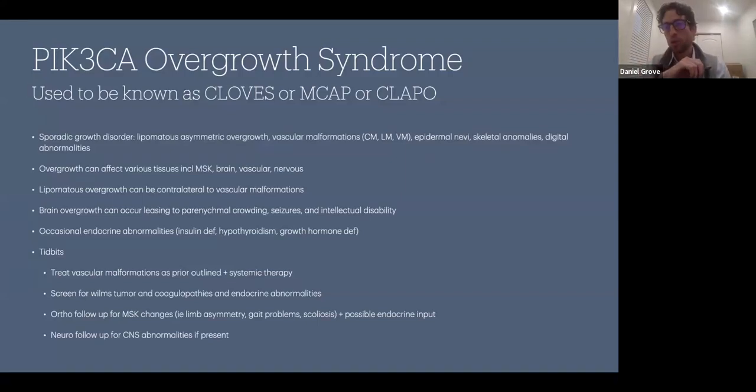Patients with overgrowth are also at slightly higher risk for some tumors. The big one we worry about is Wilms tumor, so these patients undergo serial ultrasound screening. They're also higher risk for coagulopathies. If they do have any musculoskeletal changes like limb asymmetry, scoliosis, or gait problems, they also follow with ortho. And if they do have macrocephaly, they usually get referred to neurology to also monitor for any parenchymal changes.